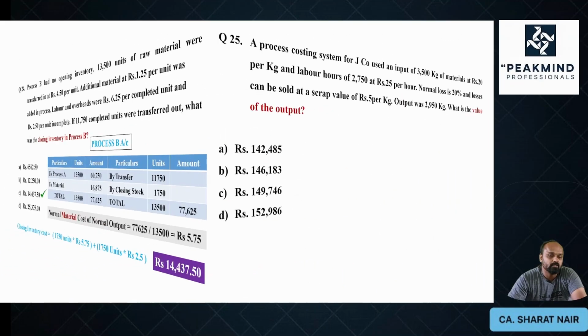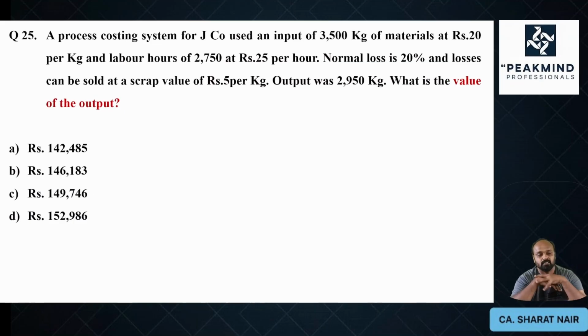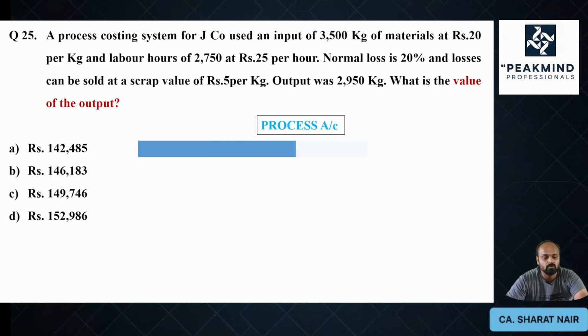Next, moving ahead, question number 25. It is again from the process account. They are asking us to find out the value of the output. A process costing company uses 3,500 kg of material at the rate of rupees 20 per kg, and labor hours 2,750 at the rate of 25 per hour. Normal loss is 20% and the scrap value for the normal loss is 5 per kg. Output which has been generated was 2,950.